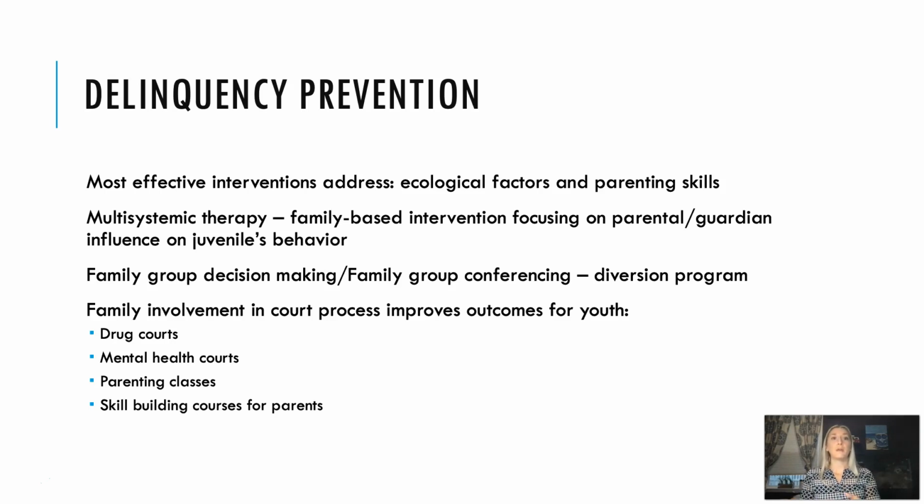Then there are diversion programs like family group decision making, also called family group counseling, where there'll be a moderator. The family comes together with the juvenile, and sometimes you'll have outside players such as aunts, uncles, maybe very close friends of the family who have a relationship with the youth and who see the youth often. They'll come together and come up with a plan on how they're going to address the youth's behavior and what the parents are going to do and what their role is. So it's a way to address things such as family involvement in the court process, which actually improves youth outcomes.